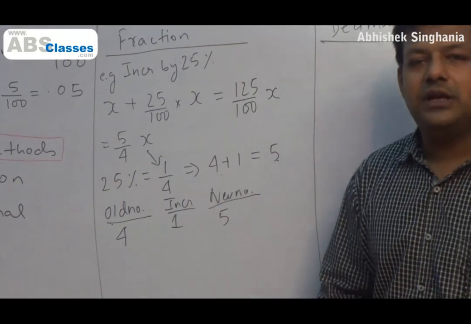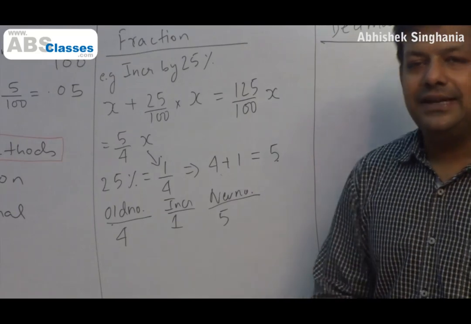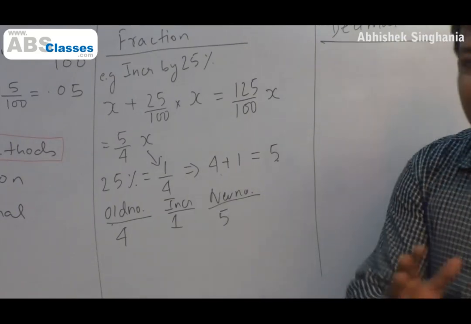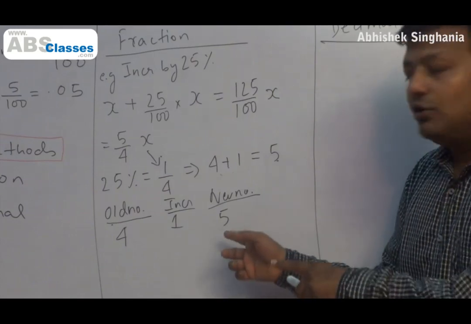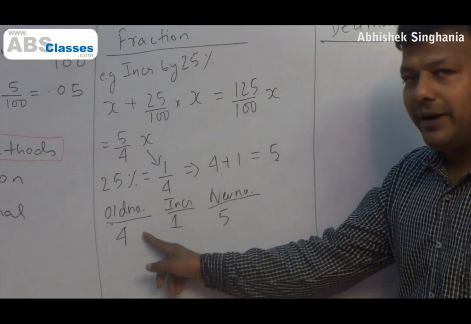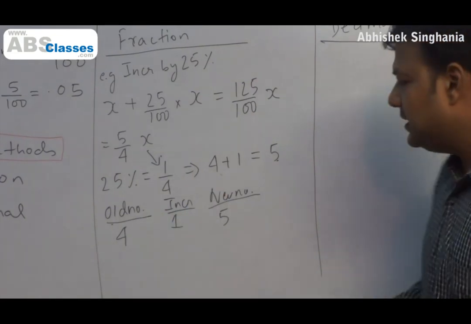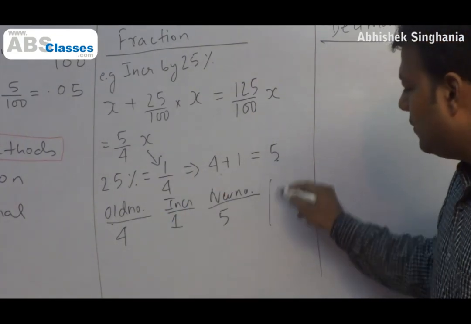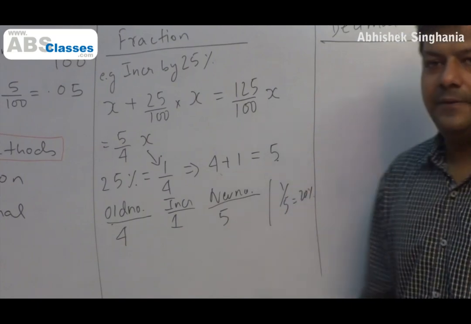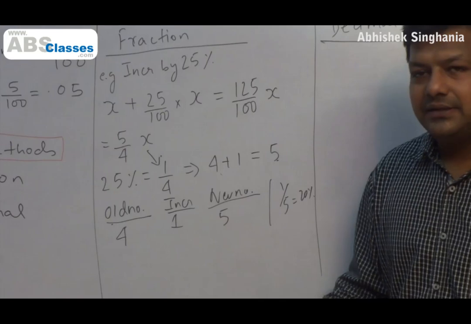Now say if there is a question like this, by what percentage do I need to decrease the new number so that I get back the old number? Therefore the answer is very evident to us. If you look at this, I need to decrease my new number by 1 to get back to 4. So percentage decrease in that case would be 1 by 5, which is equal to 20%. Right? We understand this? Yeah?